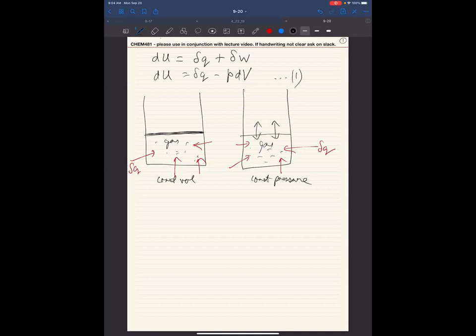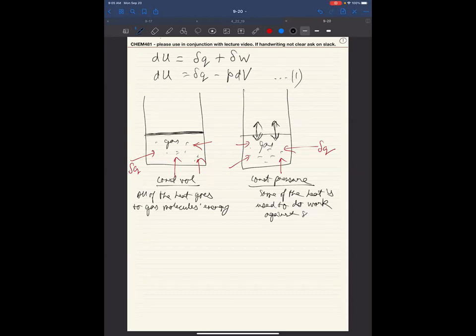So in the first case, all of the heat goes to gas molecules' energy. In the second case, some of the heat is used to do work against the surroundings, right? Because this thing can go up or down. As you're giving heat, it's probably going to expand and push it up against the surroundings.